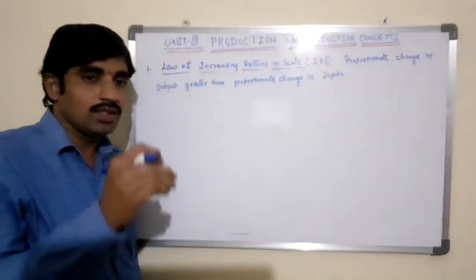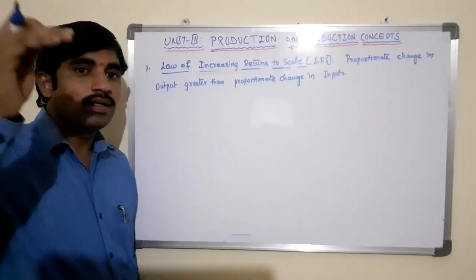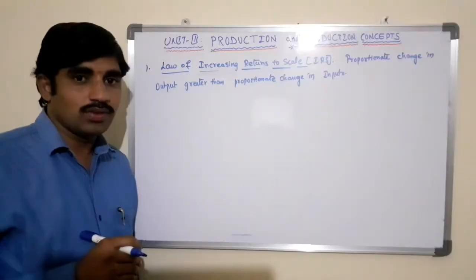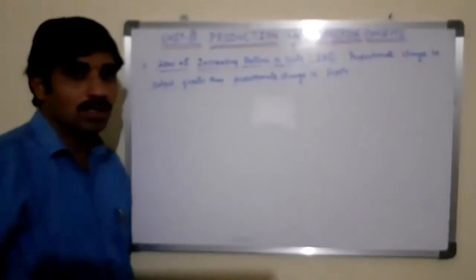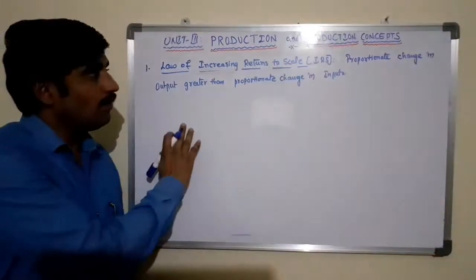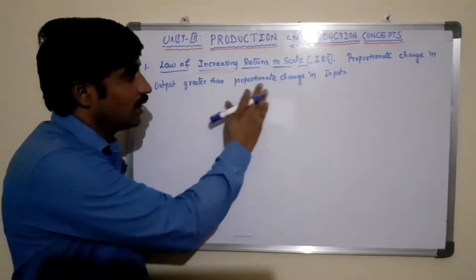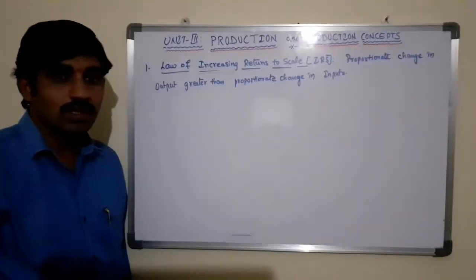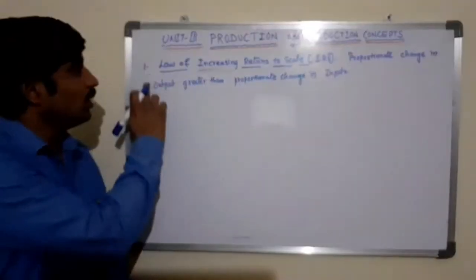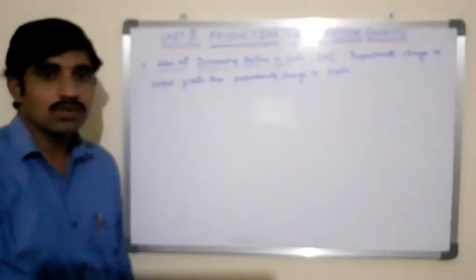inputs. It means the inputs introduced in the production are less than the finished products that we are producing. This is known as the law of increasing returns to scale. I am repeating, the law of increasing returns to scale means that proportionate change in output is greater than proportionate change in inputs. A 10% increase in inputs gives a 20% increase in outputs. That is the situation known as the law of increasing returns to scale.